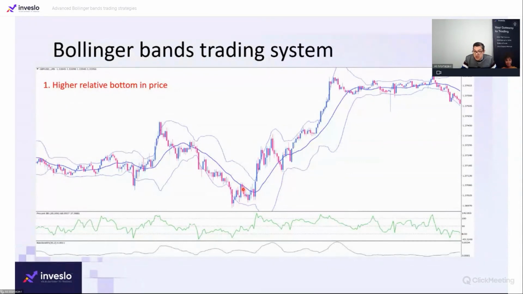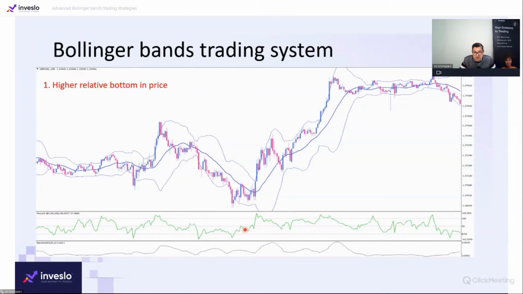So then forming a relative higher low is accompanied, as you can see here, with the increasing bandwidth and making the higher percent B above the zero. This is the second one.